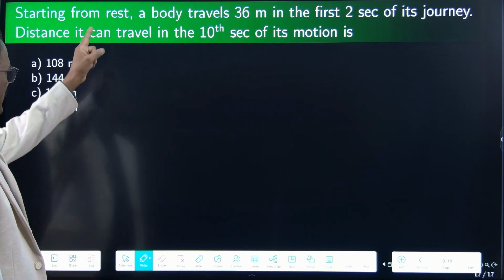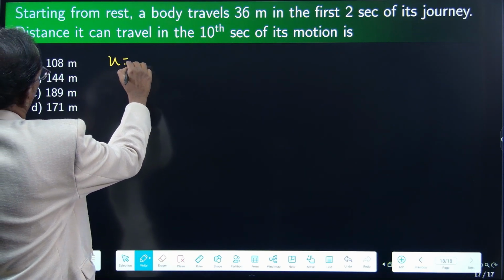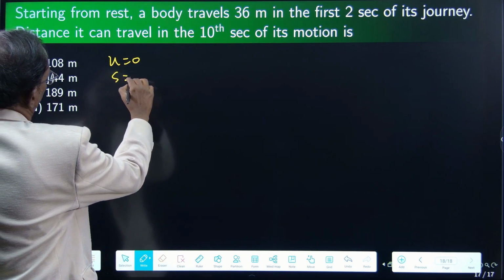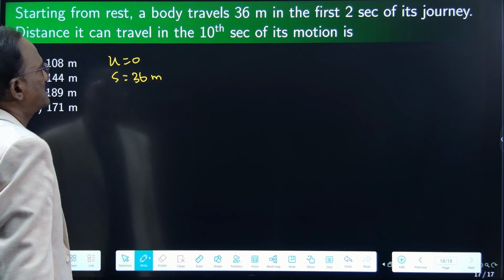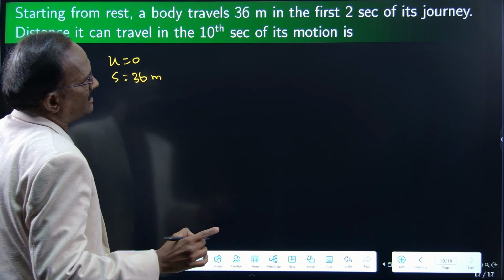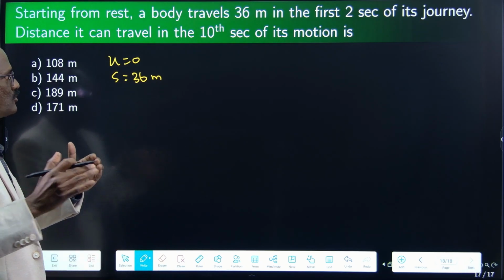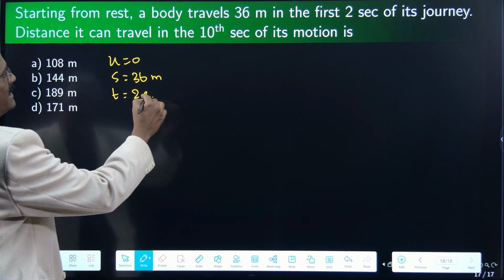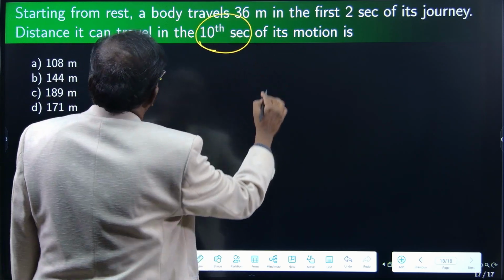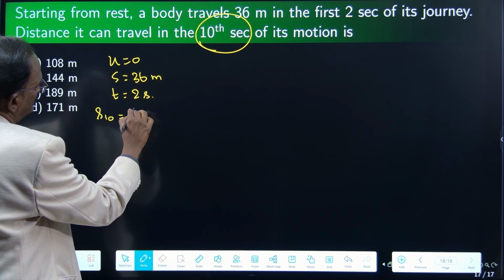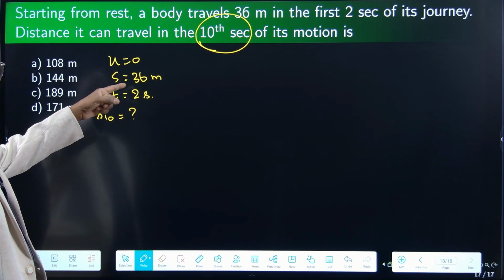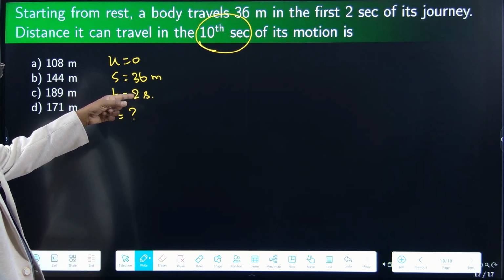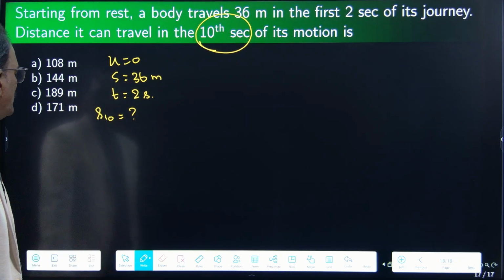Next problem: starting from rest, u is equal to 0, a body travels 36 meter, S is equal to 36 meter, in the first 2 seconds of its journey. So that means it is the total distance, and time is equal to 2 seconds. What distance can it travel in the 10th second? S10 is equal to what? It travels 36 meter when the time is 2 seconds starting from rest. In the 10th second, how much is it traveling?